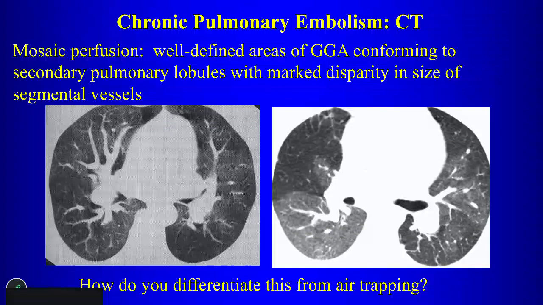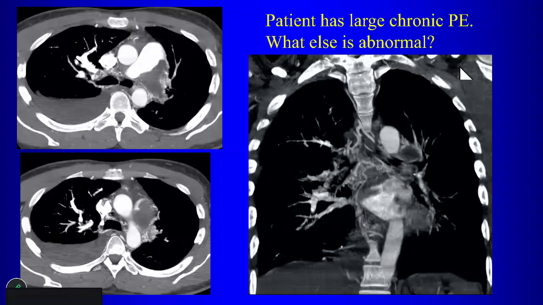Well, air trapping breaks down into secondary pulmonary lobules. This tends to be a little bit more diffuse in terms of its distribution. This person has chronic thromboembolic disease. The finding on the second image. What's the finding on the second image?